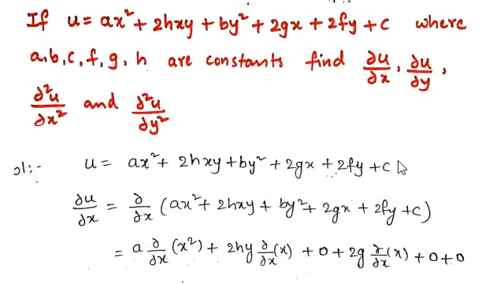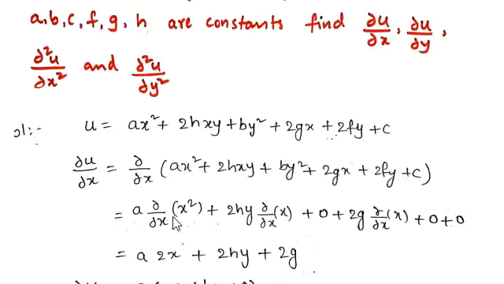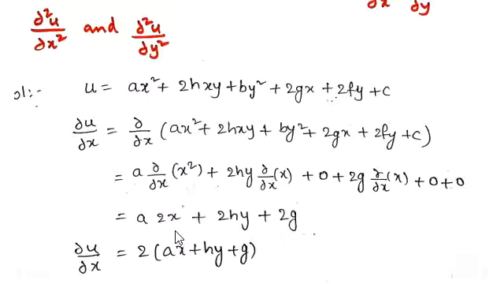So this total term is constant, so its differentiation is 0, and c is also constant, so its differentiation is 0. Now ∂/∂x of x² is 2x, plus 2hy, and ∂/∂x of x is 1. So we get 2x, and once again ∂/∂x of x is 1, so we write 2g here. You can take 2 common and write 2(ax + hy + g), that is ∂u/∂x.